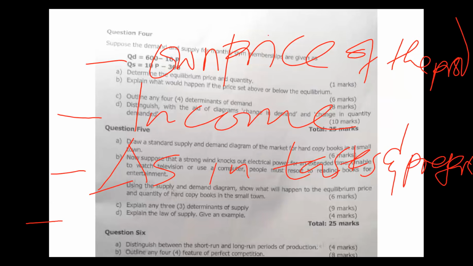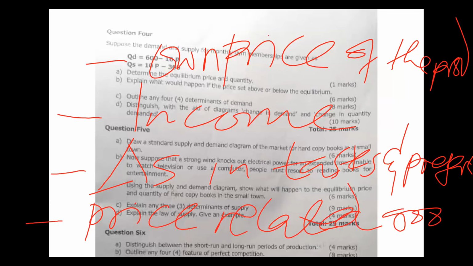Price of related goods. The price of the related good, the complementary and the substitute good. The expectations. Okay, there are many of them. Yeah, just wanted 4. You can add some more. So the own price of the product, the income of the consumers, the changes in tastes and preferences, and the price of the related goods.